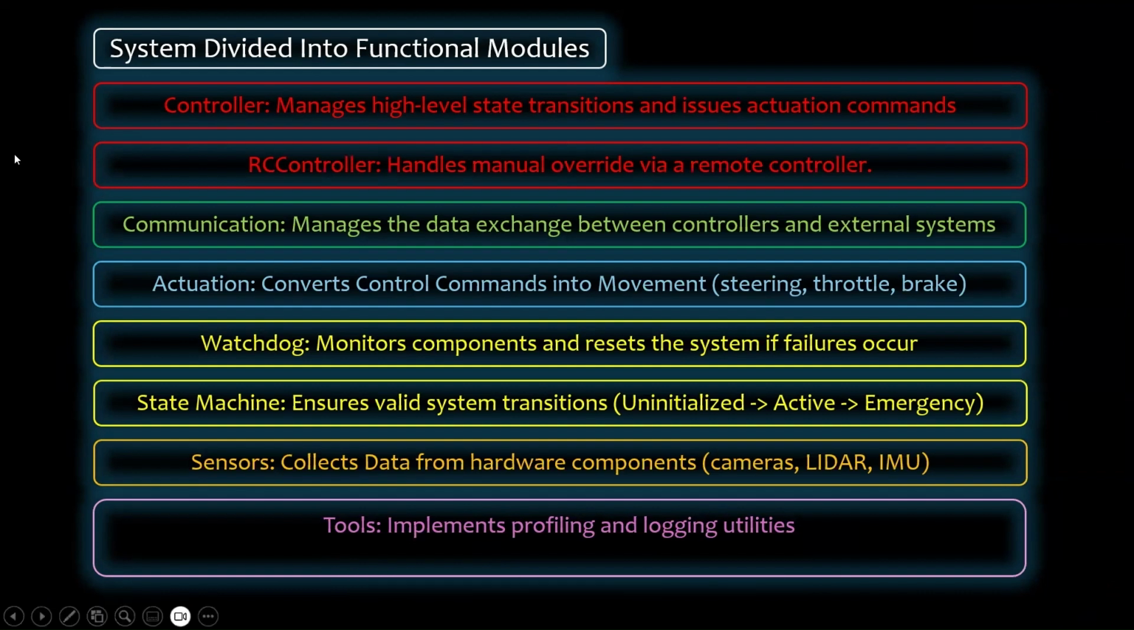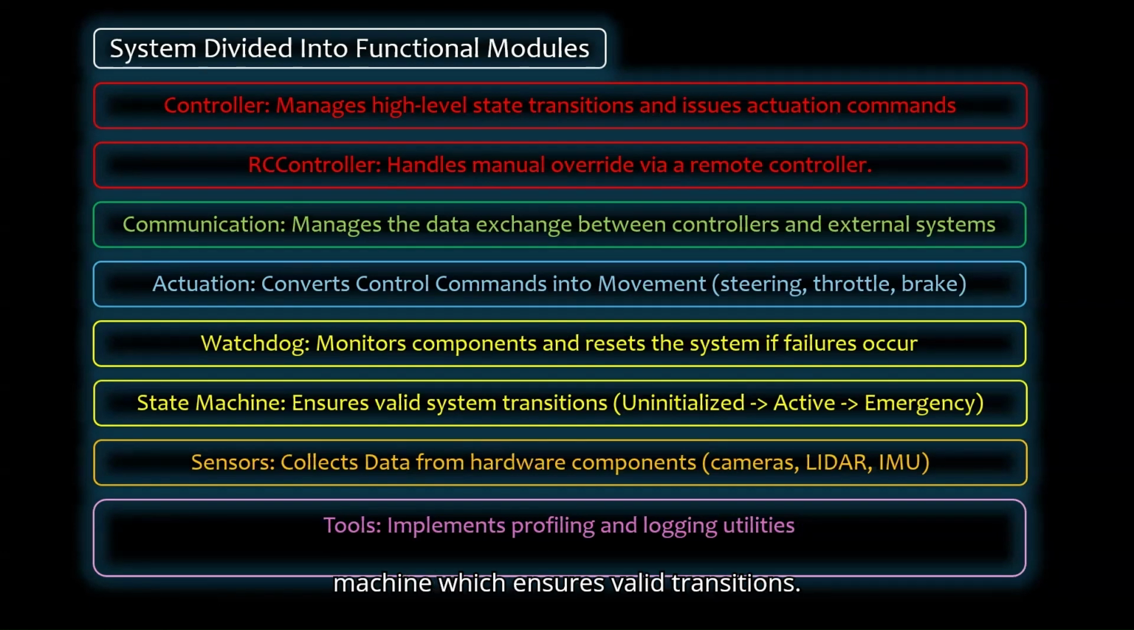And next, we move on to the communication. So manages the data exchange between controllers and external systems. We have actuation, which converts control commands into movement, so steering, throttle, and brake. We have the watchdog, which monitors components and resets the system if failures occur.